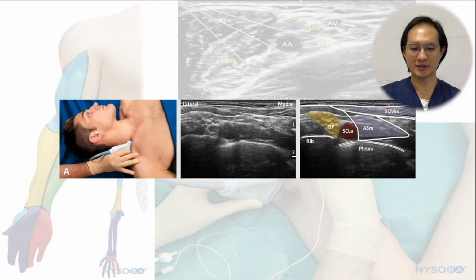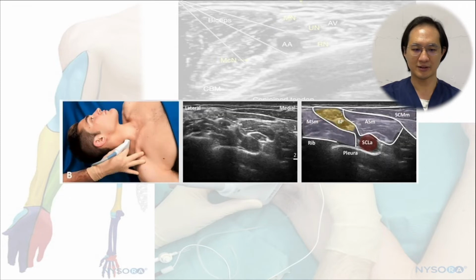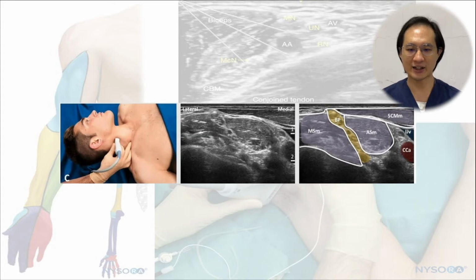Then you just move your probe upwards, and as you can see, the brachial plexus becomes the roots, and the interscalene groove becomes clearer.